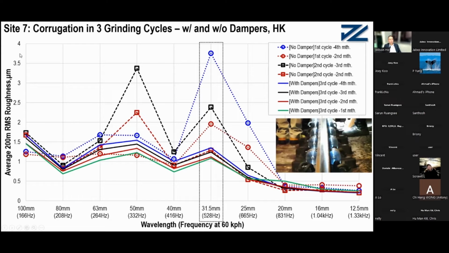Okay, then on this slide 7, we further explain this graph. It includes 3 grinding cycles with and without damper. The damper looks like this. Okay, how about the grinding cycles? The data is the average of 200 meters of CAT data. The corrugation is 1 micron, 2 micron, 3 micron. There are two critical wavelengths. One is 31.5 millimeter, corresponding to 528 hertz, and the other is 50 millimeter, corresponding to 332 hertz.